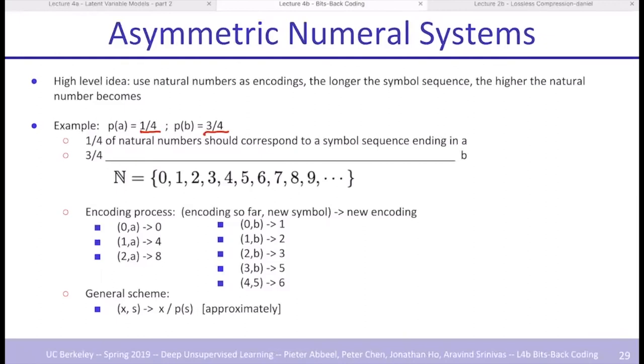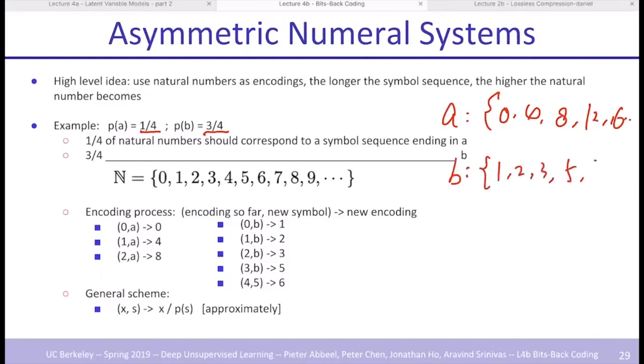So what we do is that we try to assign natural numbers to A and B. So for example, what we can do is for A, we can assign maybe all the numbers that are divisible by 4 to the set of A. So 0, 4, 8, 12, 16, etc. And B is gonna be the rest of the numbers, maybe 1, 2, 3, 5, 6, 7.